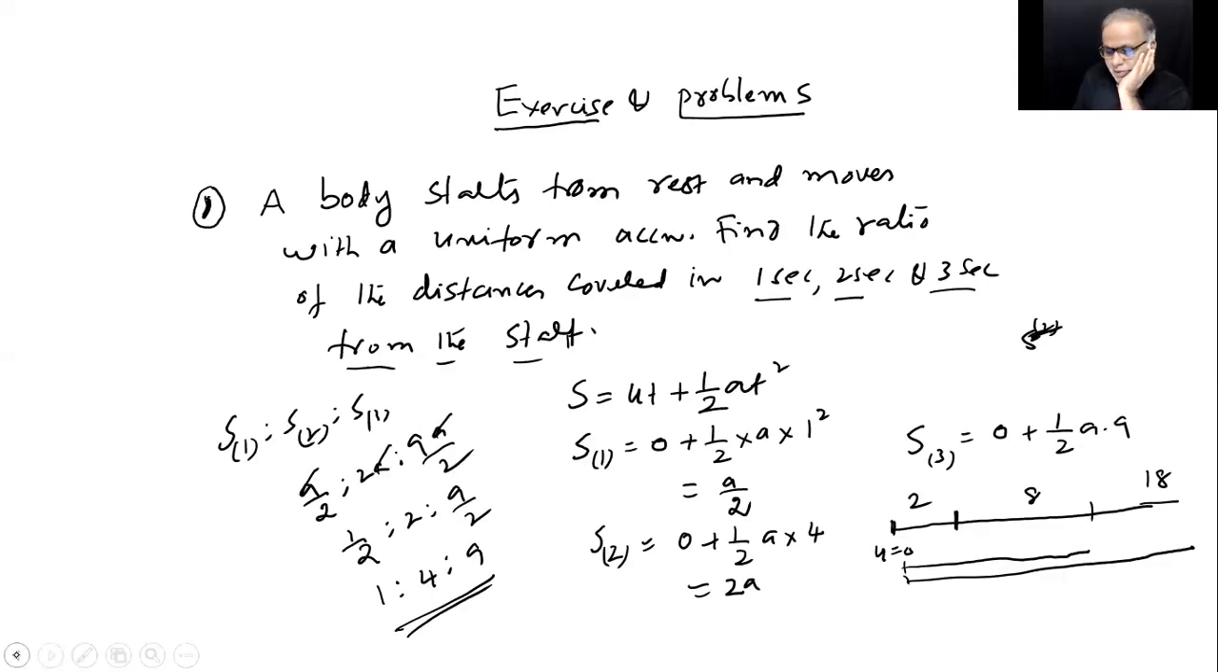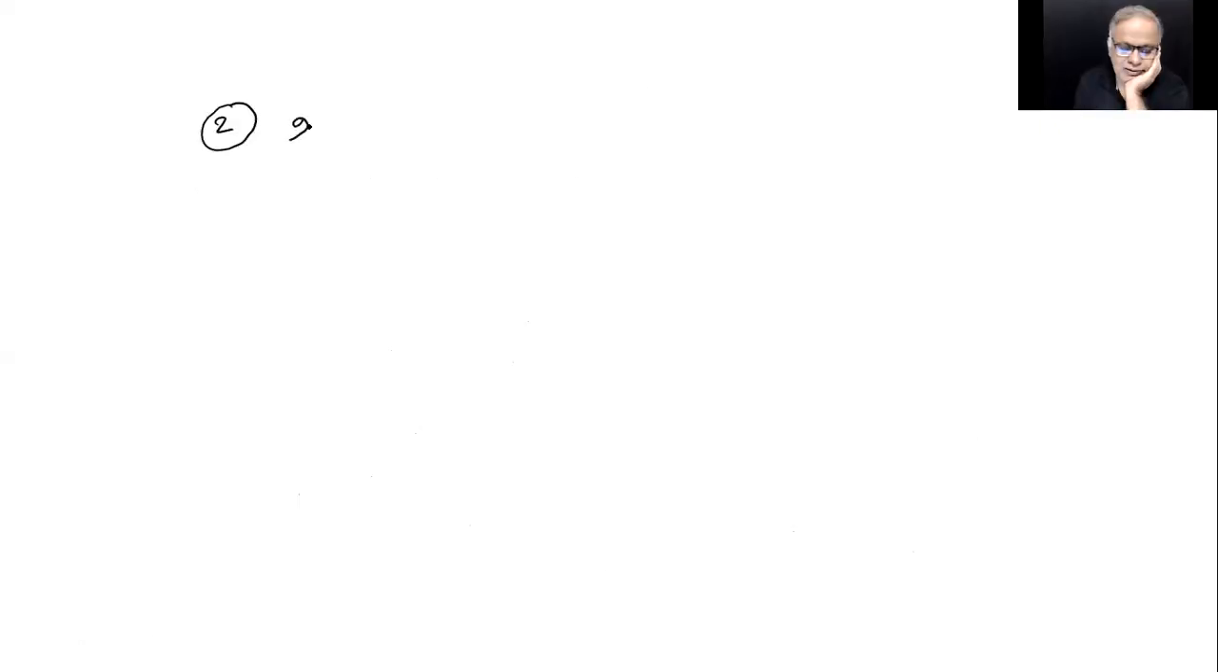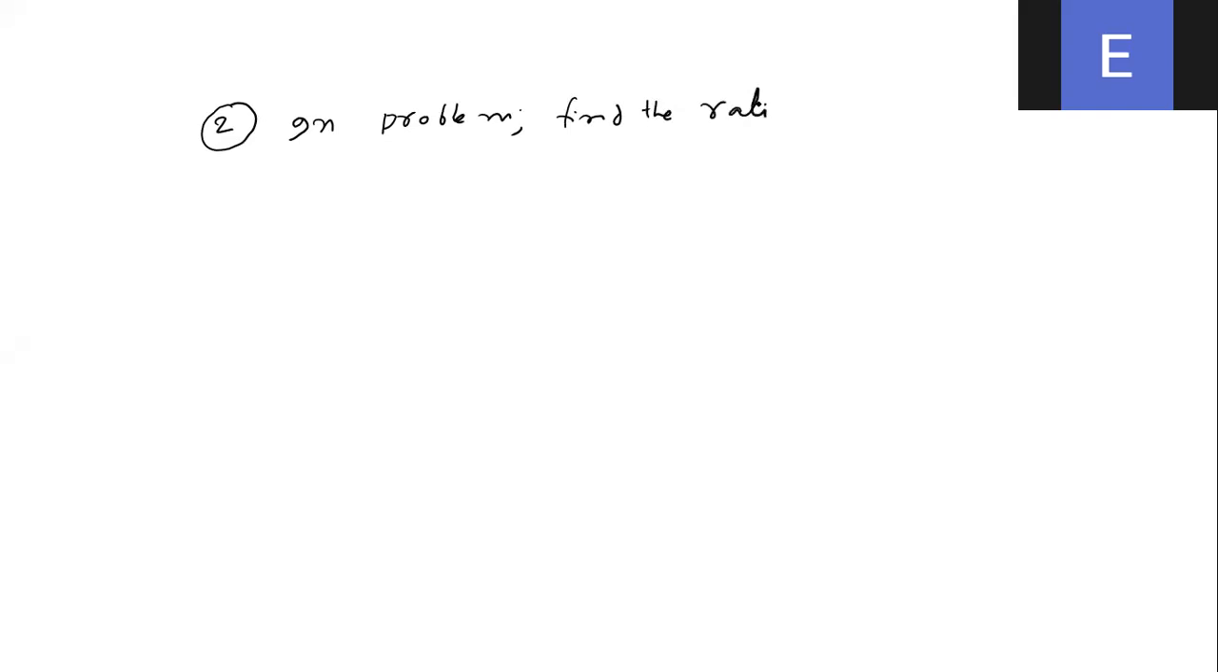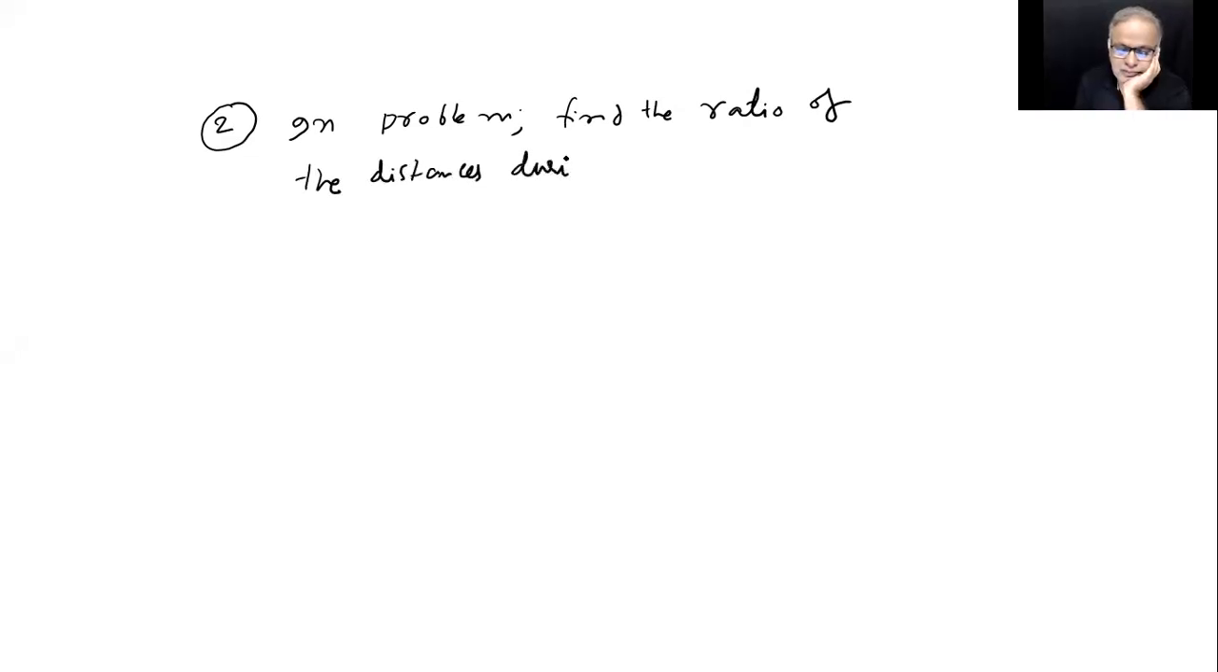Can I go to the second one or not, children? In problem one, or in question one, find the ratio of the distances during first, second, and third seconds of the motion.